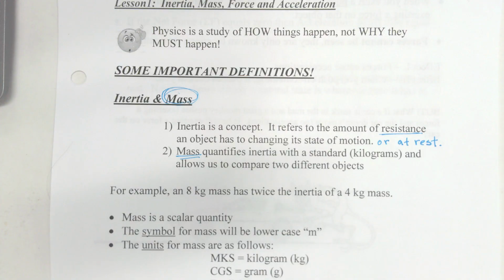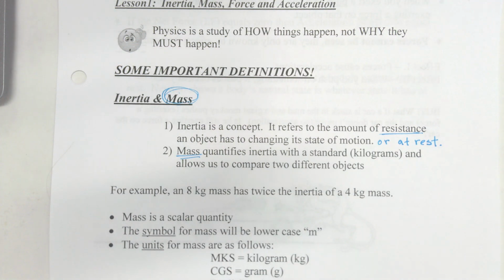Mass in physics quantifies inertia, with standard kilograms, and allows us to compare two different objects. So it pretty much defines the amount of matter that an object possesses. That is what mass is. And the greater the mass, the greater the inertia.